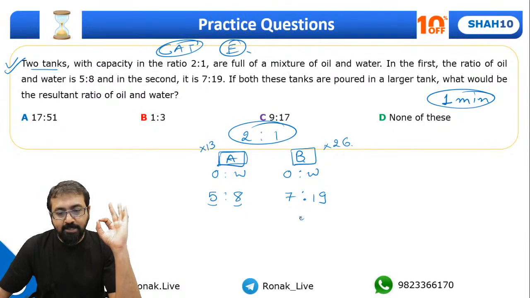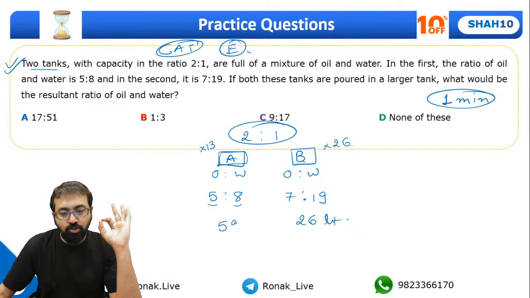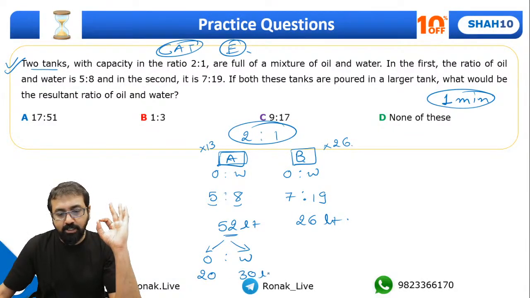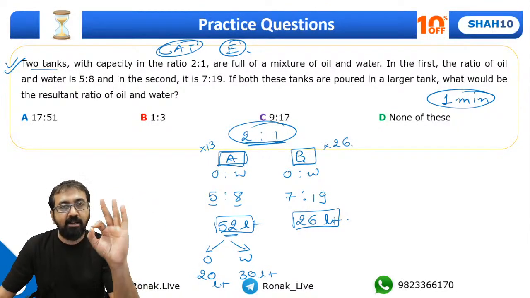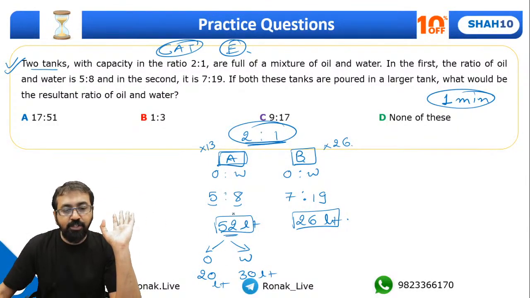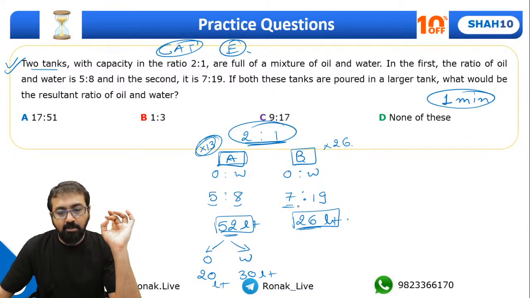So if I assume capacity of tank B as 26 liters, can I say capacity of tank A has to be 52 liters, which is again a multiple of 13 that I wanted. Now divide 52 liters in the oil and water ratio 5:8. So this will come out to be 20 liters and 32 liters. I have kept in mind that capacity of tank A and B is in the ratio 2:1, and this 52 is a multiple of 13. Same way here, 26 is a number which can easily be split as 7 and 19.